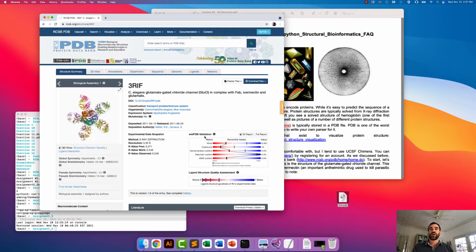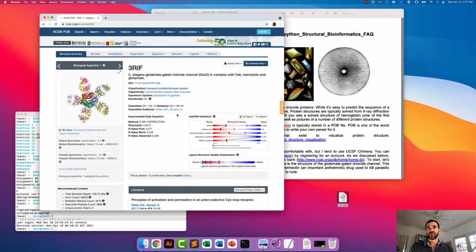This is the structure of a protein from C. elegans. It's a glutamate-gated chloride channel, and it's in complex with Fab, which are monoclonal antibodies, ivermectin, you might be familiar with this drug, and glutamate, which is actually the neurotransmitter that activates this channel. This is a channel that's expressed in C. elegans neurons. It is a transmembrane protein, and so if glutamate is released by one of the neurons nearby, it goes into the synaptic cleft, and then this channel is able to sense the presence of that glutamate. It opens up, and then chloride is able to go through the channel from the extracellular environment to the intracellular environment, and that changes the electropotential and leads to the neuron firing. Or in this case, chloride is a negatively charged ion, so this actually prevents the neuron from firing.